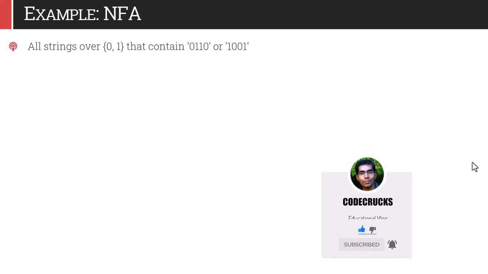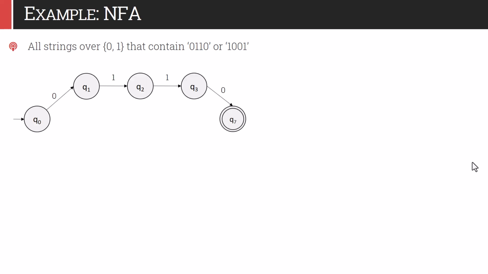Next, the NFA should accept all the strings over alphabet 0, 1 that contain 0110 or 1001. So 0110 or 1001 must appear in any string over alphabet 0, 1. First we will construct the NFA which accepts only 0110. That is this, and if we add this, then it can also accept 1001. But this accepts only two strings, either 0110 or 1001. We have to produce all the strings which contain this.